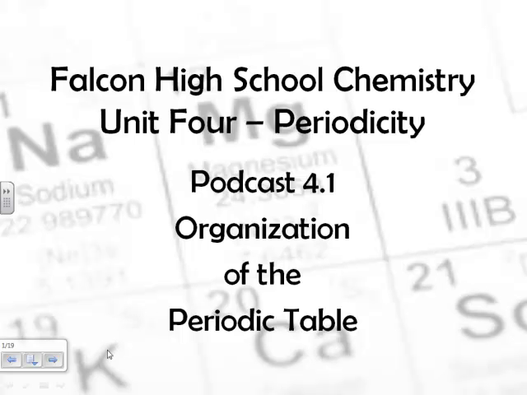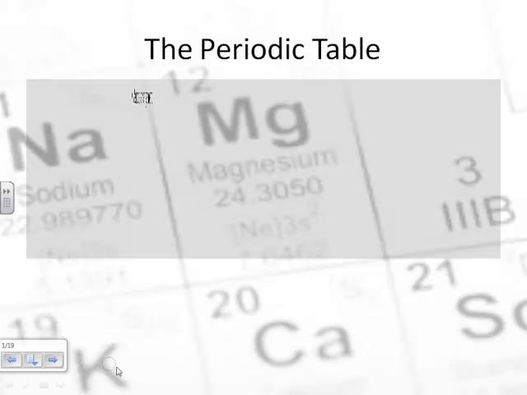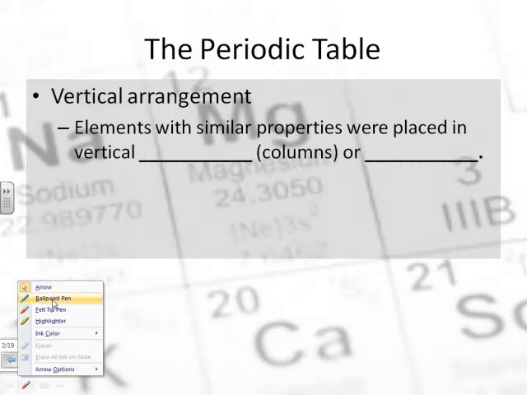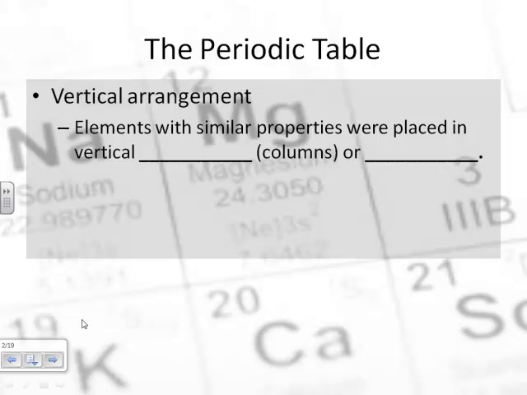So we want to see how we organize the periodic table, and let's talk about how it's arranged in rows that go up and down. Vertical means up and down. What do we call these? Elements with similar properties were placed in vertical columns, called groups or families, right? And this is based on similarities.